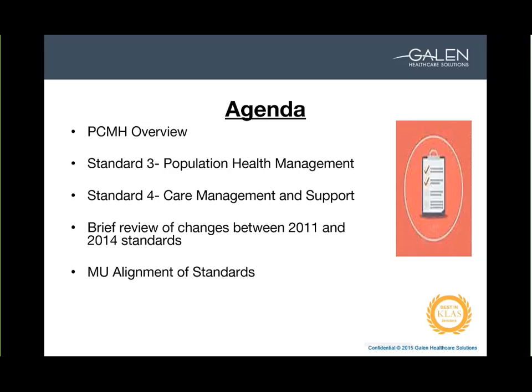All right, so the first part will be a brief PCMH overview just to make sure we're on the same playing field. But like I did on the last one, I will then do a deep dive of Standard 3, which is Population Health Management, and Standard 4, which is Care Management and Support. Again, same similar format. I did ask for feedback on the last one if people liked it or wanted to change. I'm going to tell you the logistics of the scoring, but then I'm going to give you examples that you can utilize and simulate in your practices.